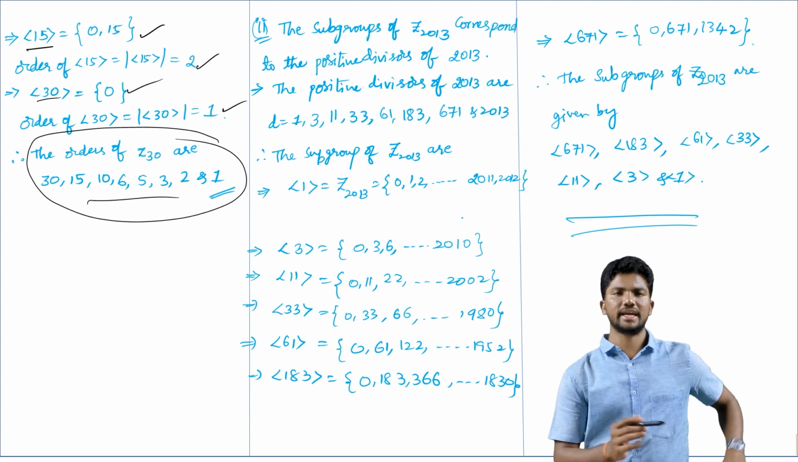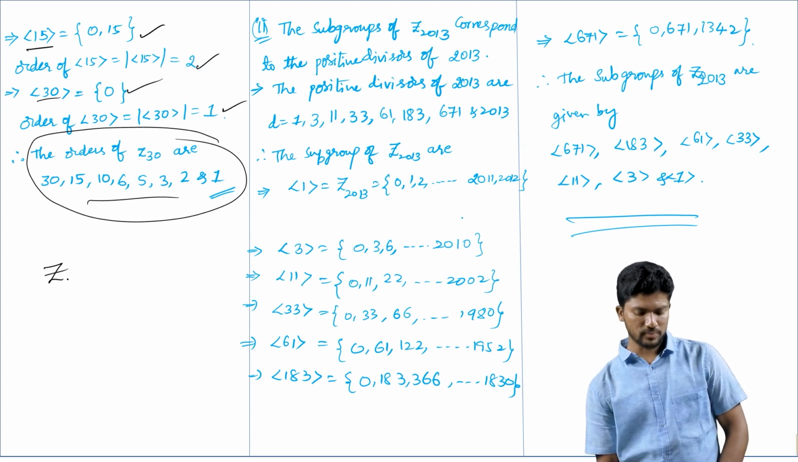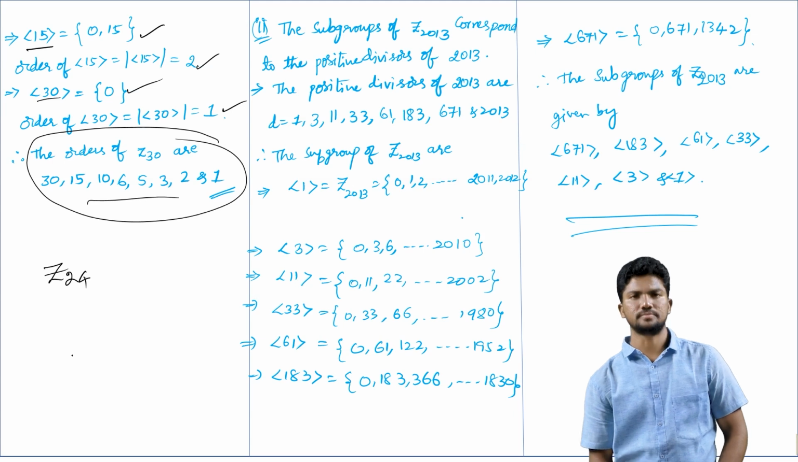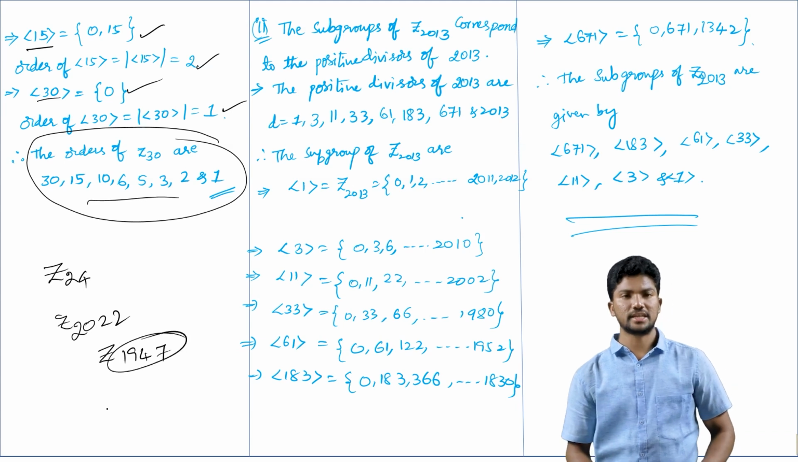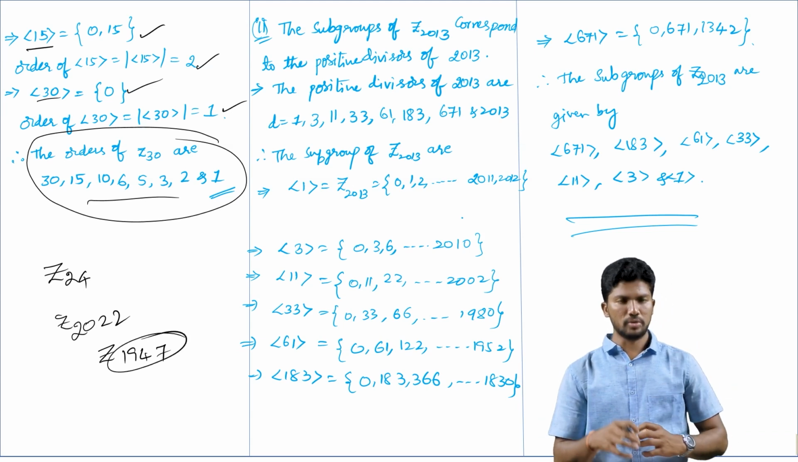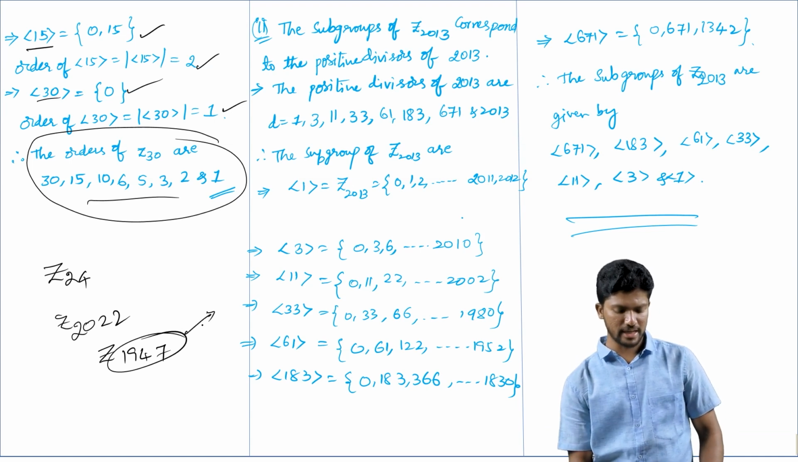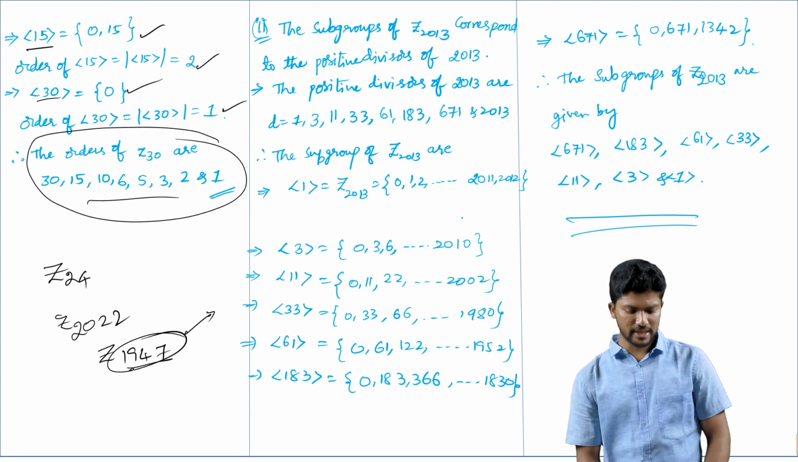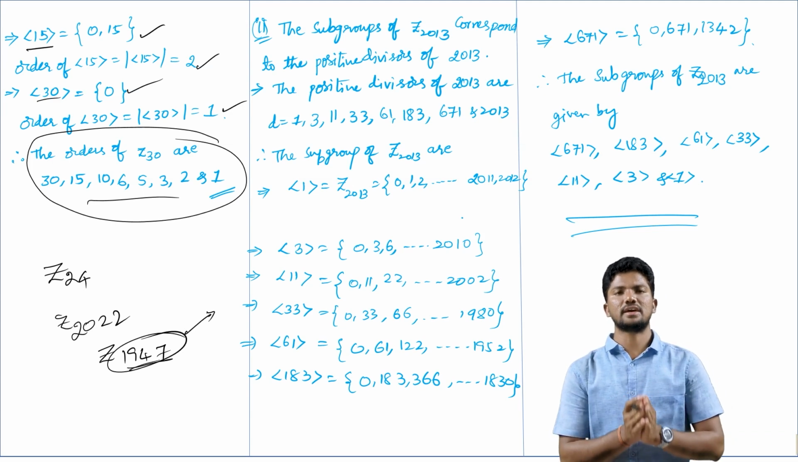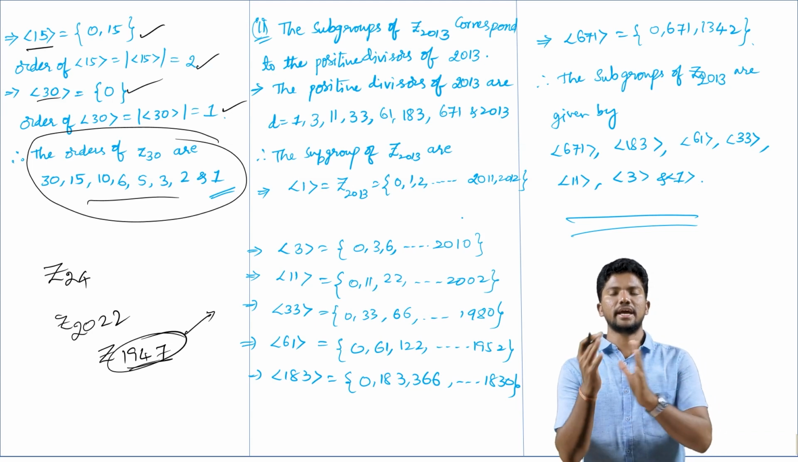In this format, in the examination, the possible questions are: find the order of the subgroups of Z suffix 24, Z suffix 2022, Z suffix 1947. These types of questions have more possibility to come in the examination. Whatever group is asked in the examination, you have to be prepared to write the answer. Based on the suffix number, you have to take the elements of the group. The starting element of the group is 0 and the ending element of the group is n minus 1.